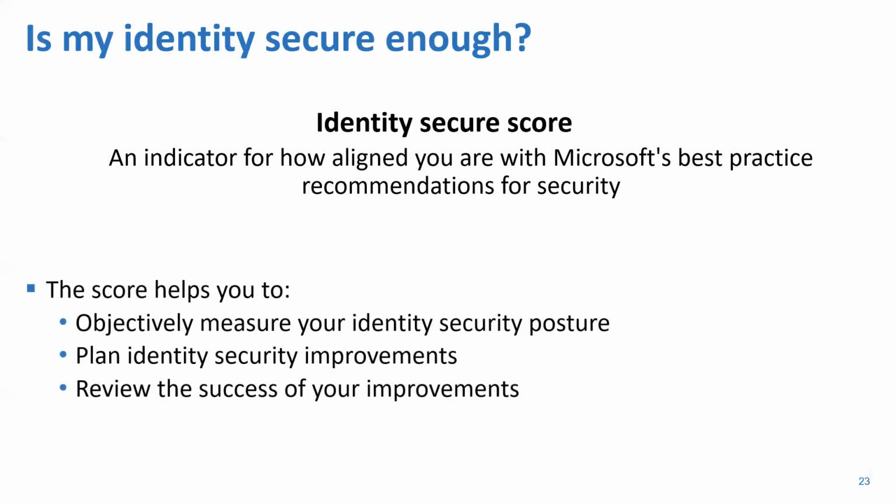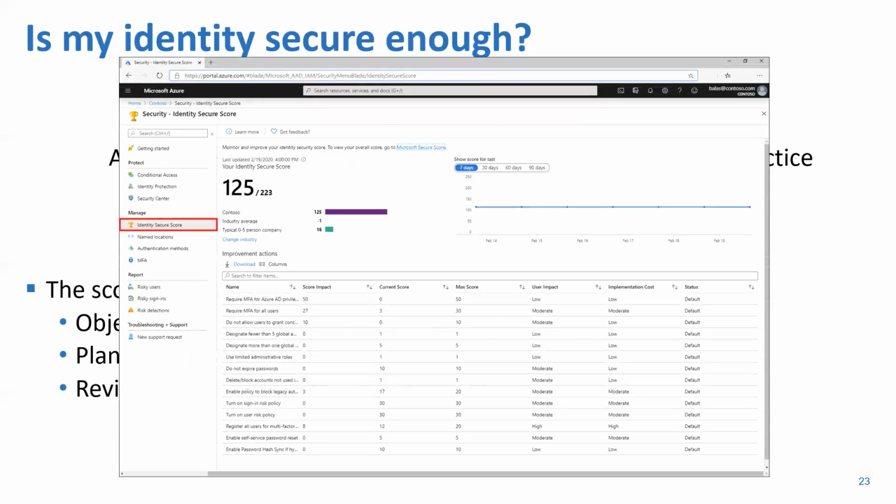So the score considers several things. It considers what you have implemented, with respect to what you're using and how your identity is being used. It also gives you suggestions to improve your identity, and it gives you an overall score of it. So this is a quick snapshot, right?